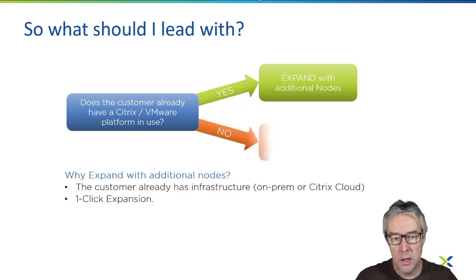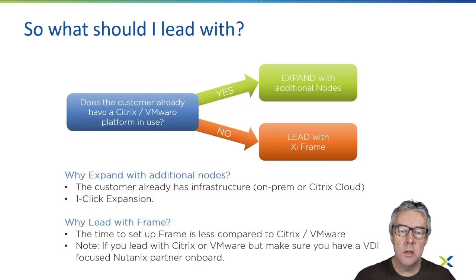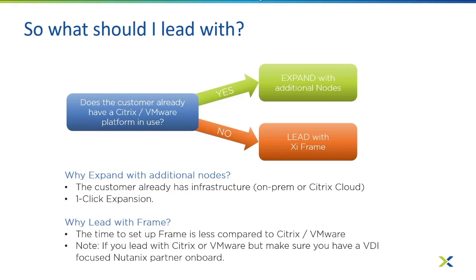The other answer to that question would be if the customer has nothing to do with VDI. If virtual desktop infrastructure and end-user computing are completely foreign terms to that customer. In this case, I would suggest leading with XiFrame. XiFrame, as we saw in the last session, is our desktop as a service solution. The time to set up a Frame solution is less compared to an on-prem Citrix or VMware solution. So that would allow your customers more agility. Spinning up that environment takes a lot less time compared to a Citrix or VMware deployment.